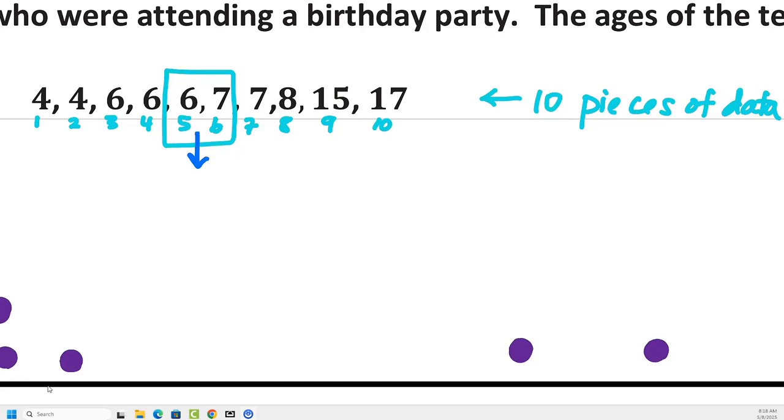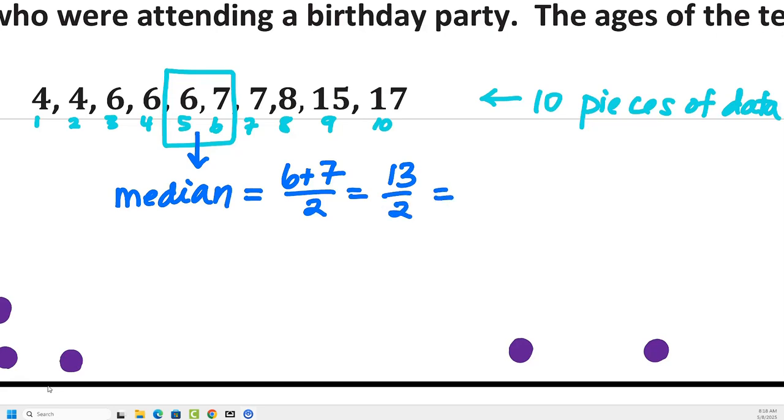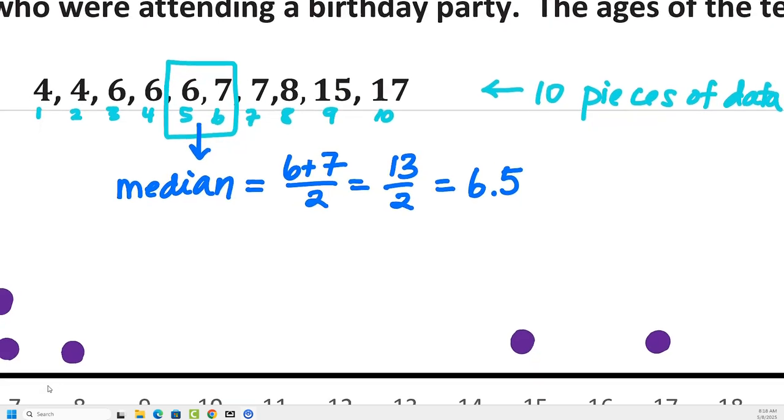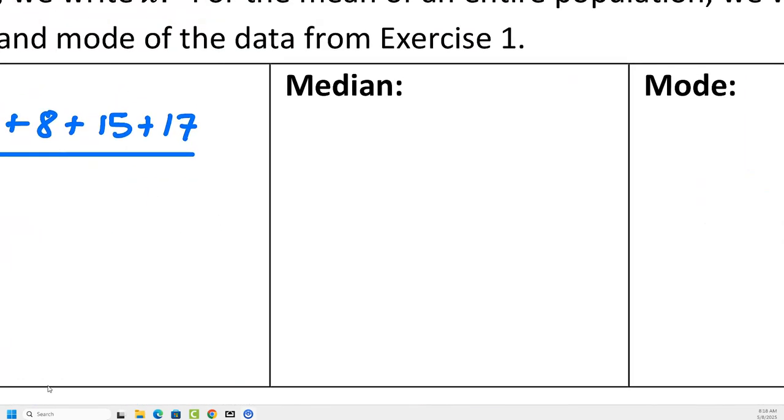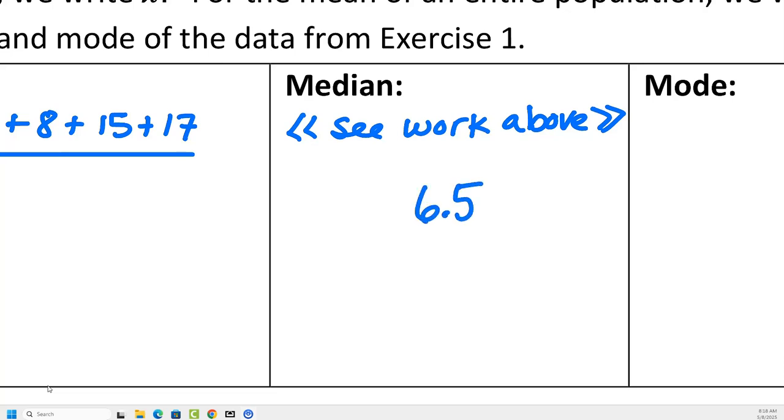So the median is going to be equal to 6 plus 7 divided by 2. That's 13 divided by 2, which is 6.5. Are you guys okay with that? So I'll come up here and I'll say for the work, I'll just say C above. And so I'll put 6.5 here.